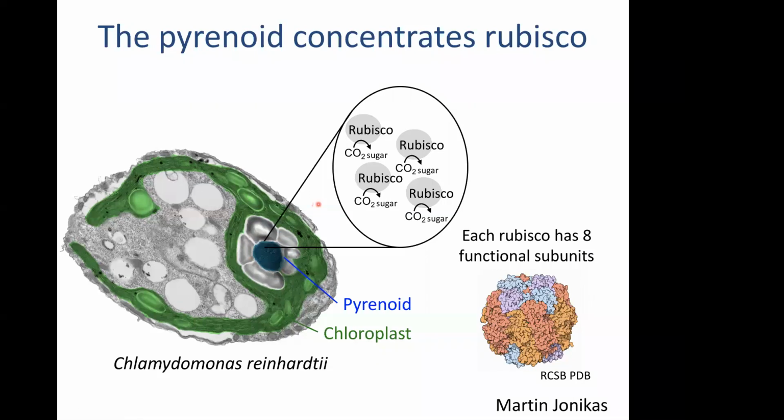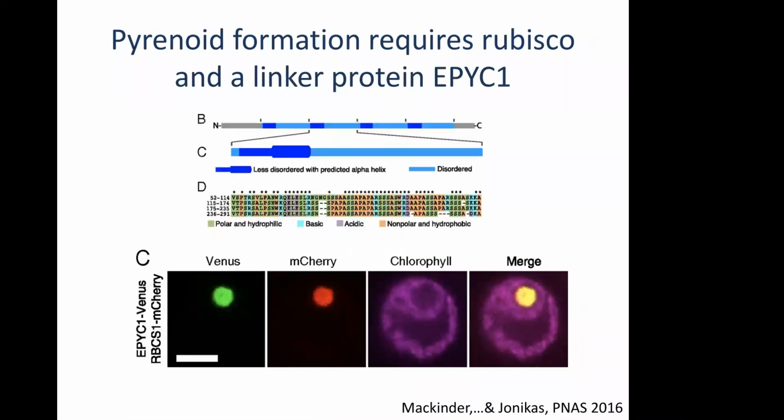And so Martin solved this problem in some of his work, and he found by doing genetic engineering on this organism that there's another important component inside of the Pyrenoid. And it's one of these intrinsically disordered proteins. It does not fold up into any particular shape by itself. It was given by Martin the modest name of EPIC1. And so EPIC1 has several repeats of sequences. And these repeats are a clue that it might be involved in phase separation.